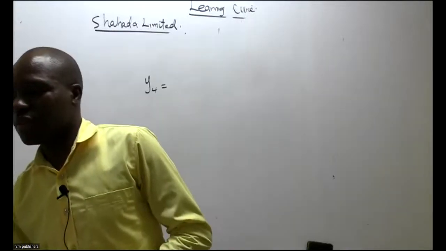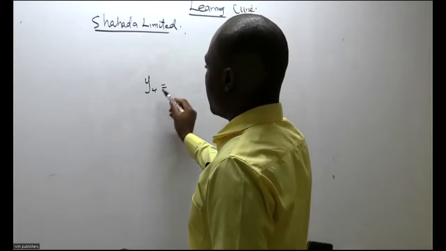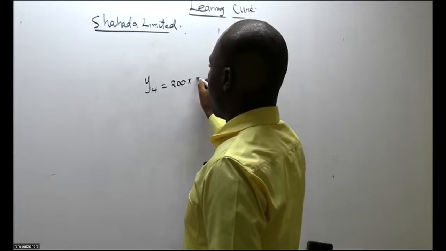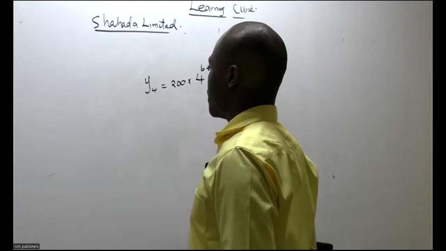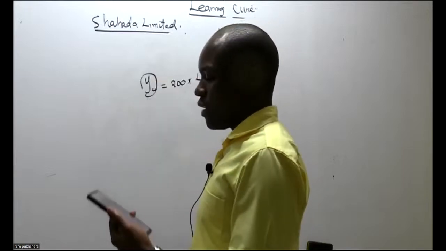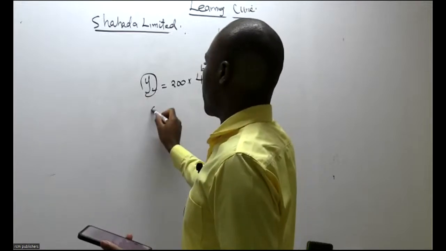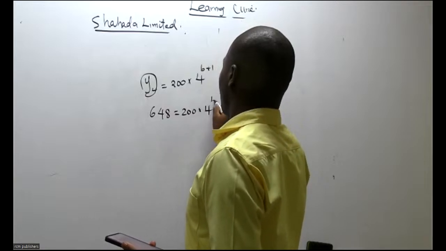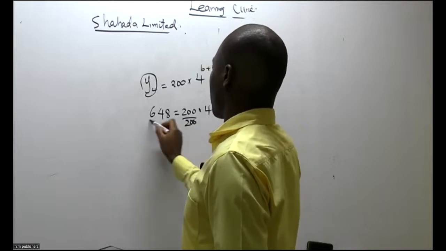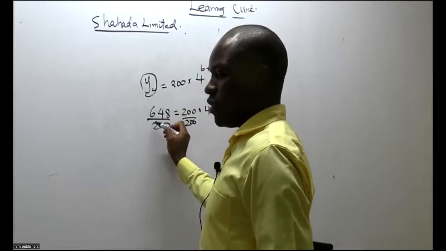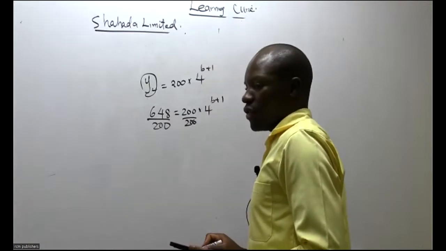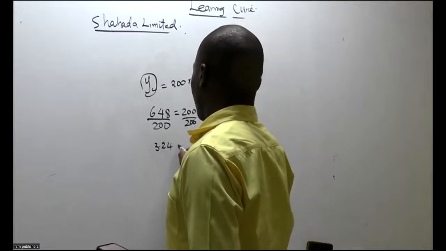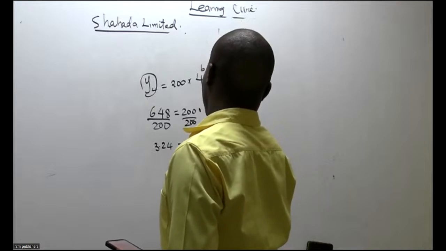Let's see if you are going to have something close to that. Y4 is equal to the hours for the first unit multiplied by X, which is 4, raised to the power B plus 1. This one here, we already have as 648. So 648 is equivalent to 200 by 4 raised to the power B plus 1. Divide both sides by 200. 648 divided by 200 gives us 3.24, equal to 4 raised to the power B plus 1.